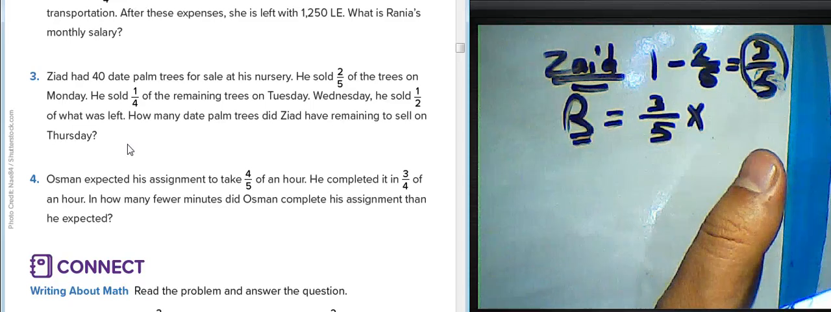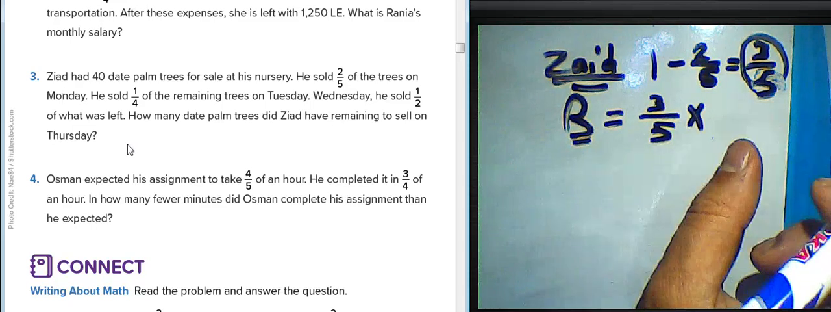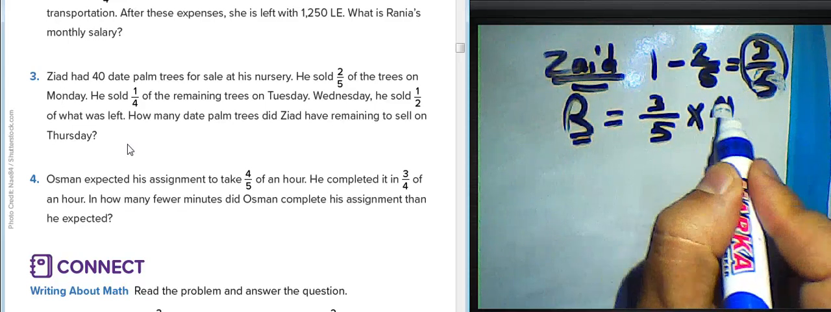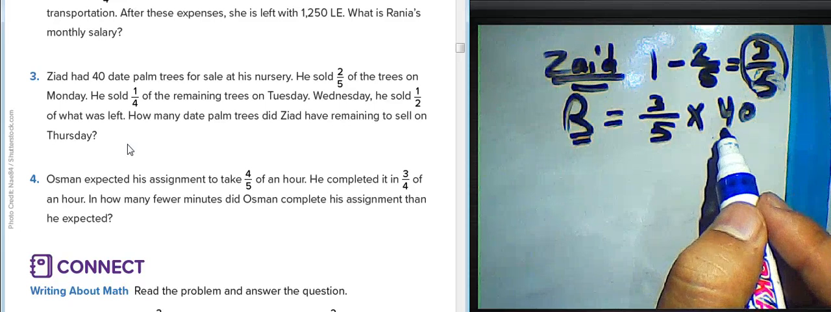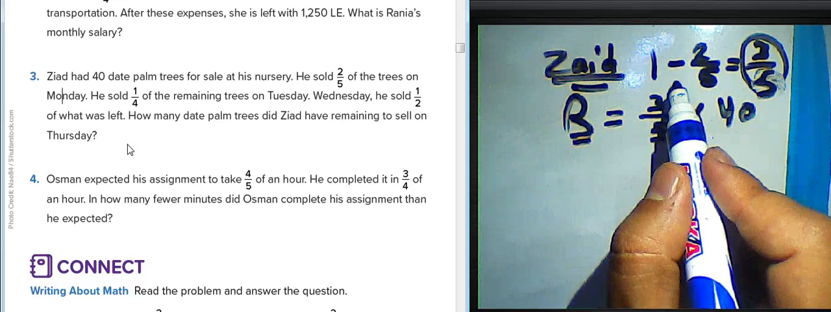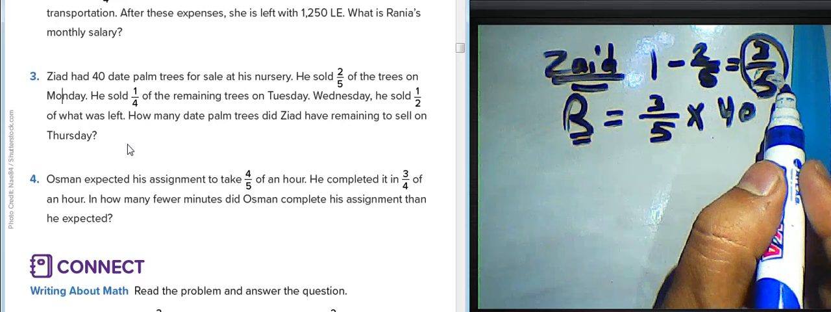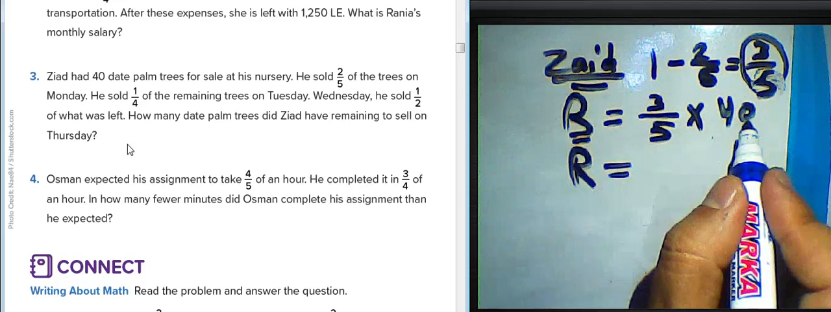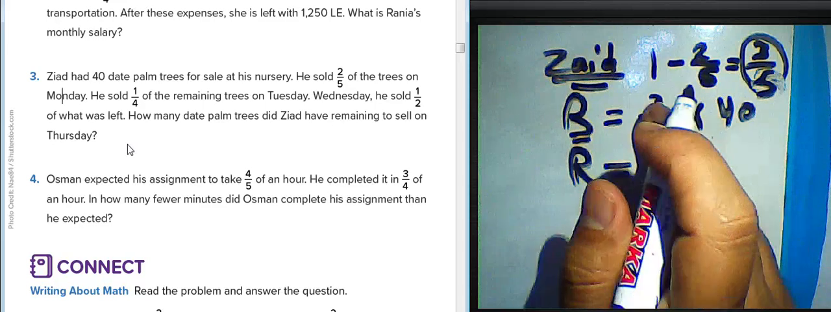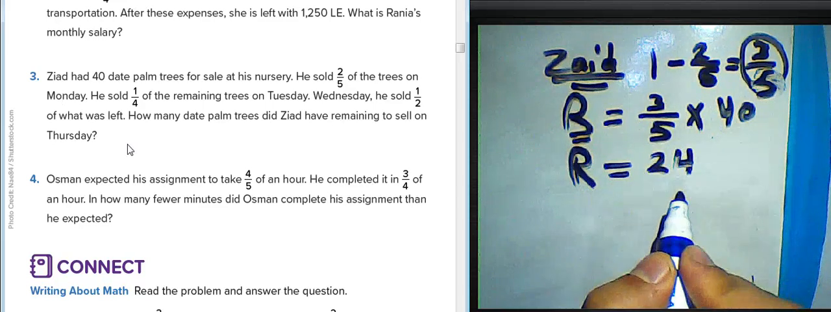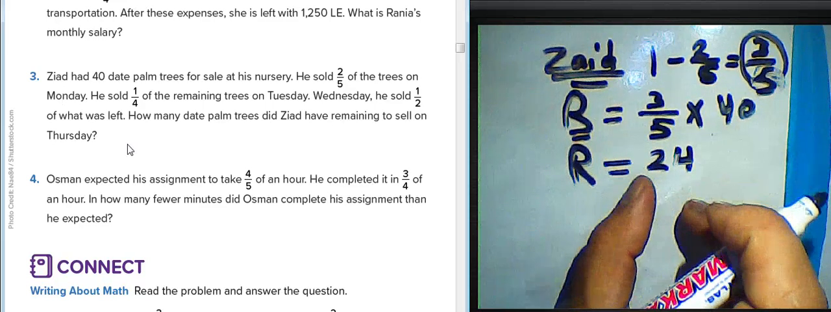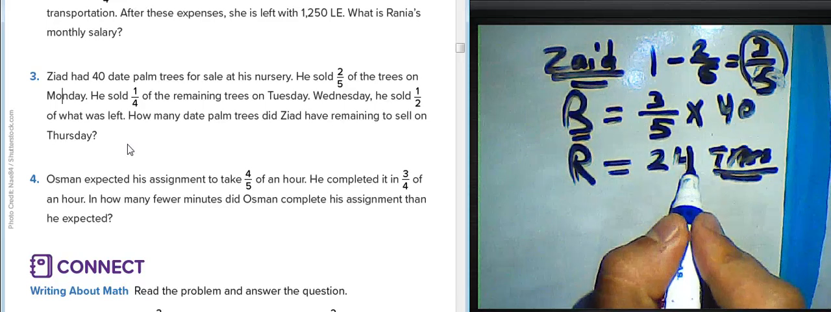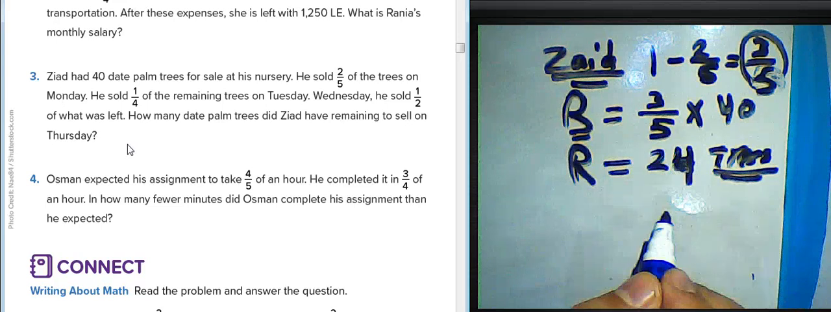Because he sold 2 over 5 of the trees on Monday, the remainder with him will be 3 over 5. 3 over 5 multiplied by what? The total, 40. So the remainder will be 40 divided by 5 equals 8. 8 times 3 equals 24. So the remainder with him was 24 trees. Okay, understood? He has now 24 trees.